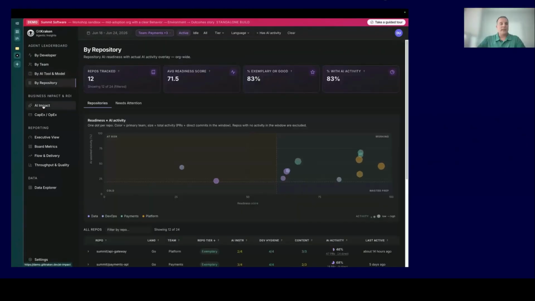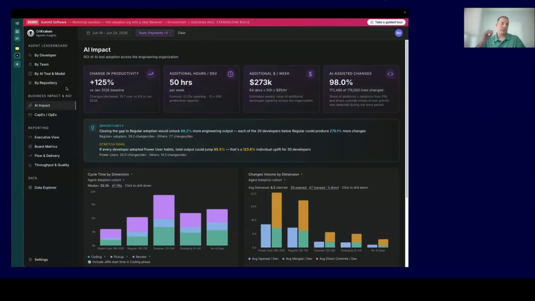All right. At this point, we're going to go into what we're calling business impact and ROI. We have two views here that really highlight what Jeremy was just mentioning. Those headline metrics that we talked about earlier. How much more effective are we being as an organization, as a team, compared with some of those outputs we had in the past?